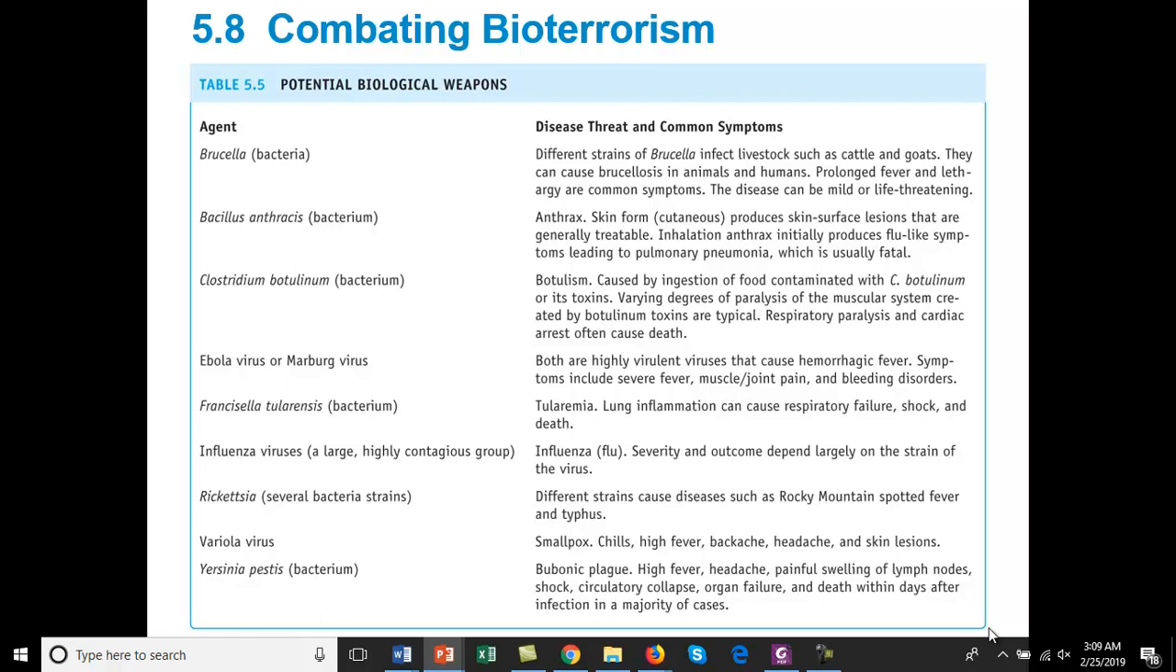Francisella tularensis, which causes a disease called tularemia. Influenza virus, rickettsia, which is like Rocky Mountain spotted fever or typhus, variola, which is smallpox. Even though smallpox is basically not around anymore, there are countries that still have the virus and could potentially use it as a bioterror agent. And then Yersinia pestis, which is bubonic plague, a bacterium used quite often as a bioterror agent. The other thing to think about with these agents is that they can be genetically modified to become even more virulent, or to be able to form spores.